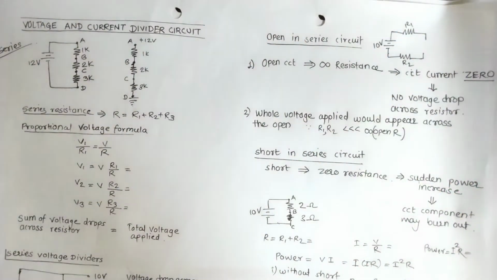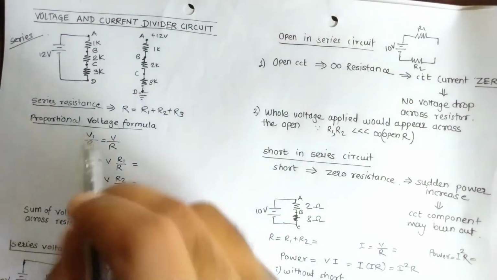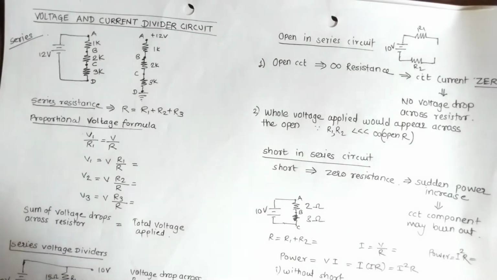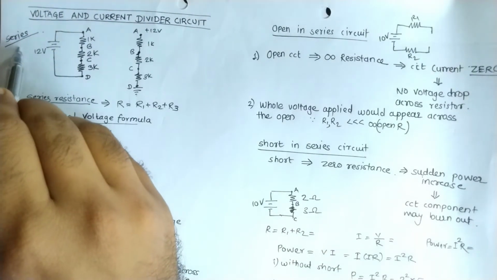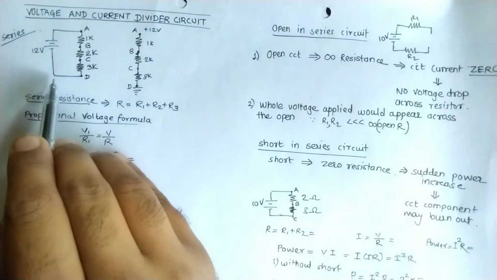Now we will learn a new concept of voltage and current divider circuits. It is an important topic of electronics and we will start with it. Voltage and current divider, as the name suggests, is a division of the voltage and also the current. So let's take a series circuit, and this is the diagram of a series circuit.